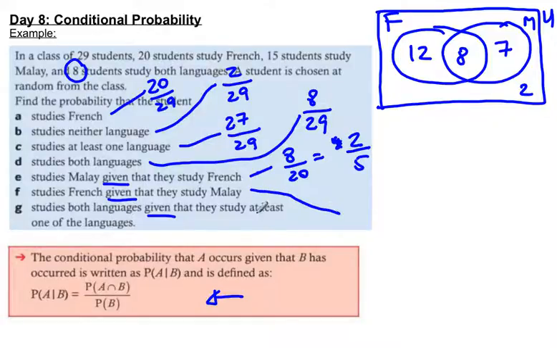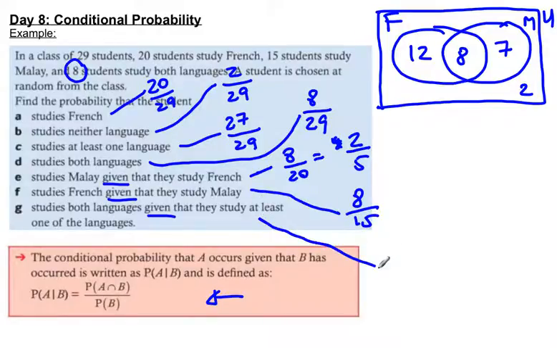All right, let's try the next one. So probability that the student studies French given that they study Malay. So you're given the fact that the student definitely studies Malay. So we're dealing with these 15 students. And out of these 15 students, these 8 also study French. So 8 out of 15.